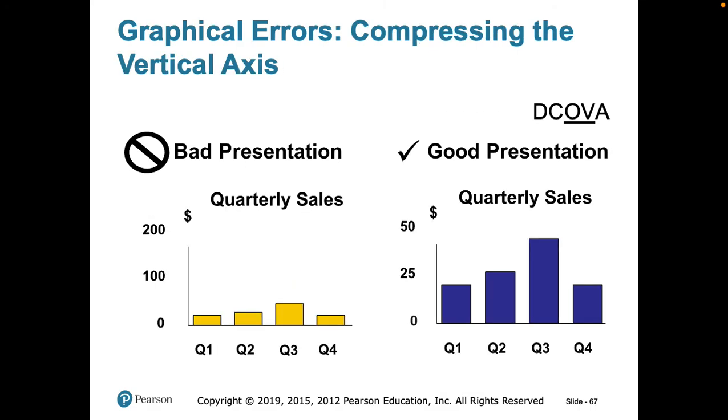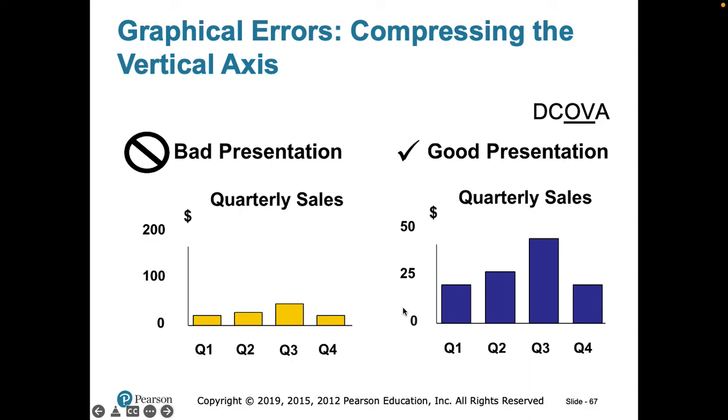On this one here, you are compressing the vertical axis. So you can see here quarterly sales, right? You can see quarter one and quarter two are fairly similar, right? Quarter three was really good. Quarter four went down a little bit. But because you are compressing the data, you really cannot tell the difference.